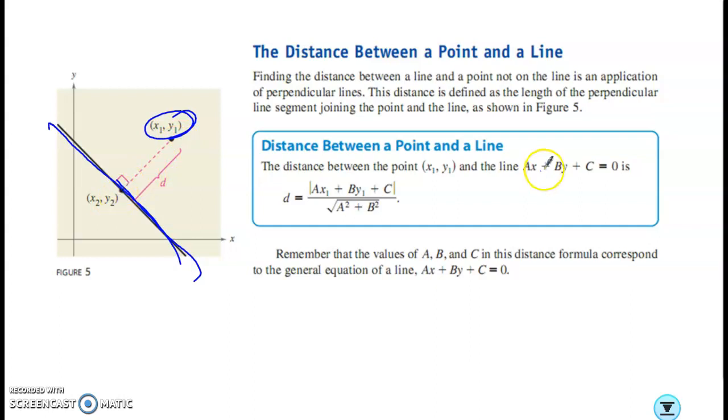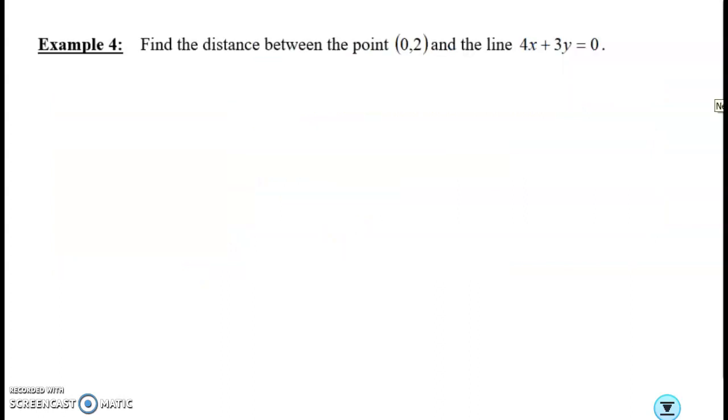So what you do is you take the equation of the line, A, B, and C, and then you take the values of the point, x1 and y1, and substitute it in there, and then you divide it by the square root of a squared plus b squared, which is kind of like our Pythagorean theorem. So find the distance between the point and the line.